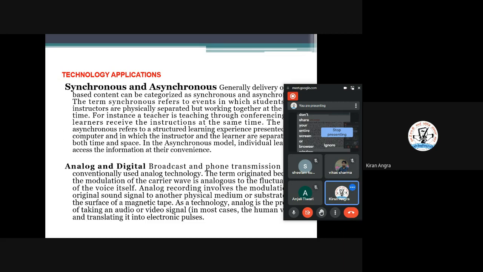But analog signals are not better, they degrade with time. Digital signals are always better, so the technologies which use digital signals are better. So that's why the digital devices are modems, computers, digital televisions.